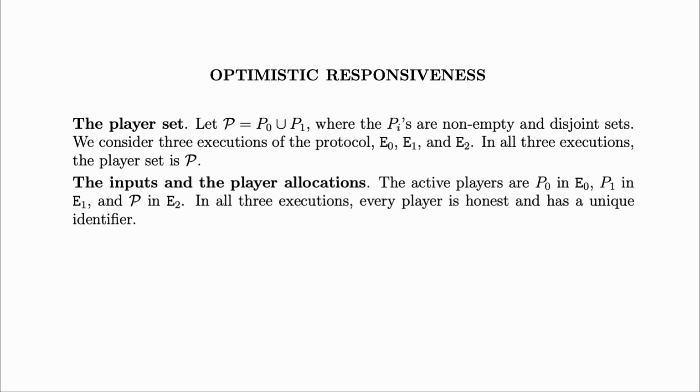Let's consider the inputs and the player allocations. By the player allocations, I just mean a determination of which players are active at which time slots. It's simple: the active players are P0 in E0, P1 in E1, and the whole set P in E2. Remember we're in the dynamically available setting here, so we don't have very strong guarantees on when players will be active. In all 3 executions, every player is honest, so we don't need any Byzantine action here, and each has a unique identifier.